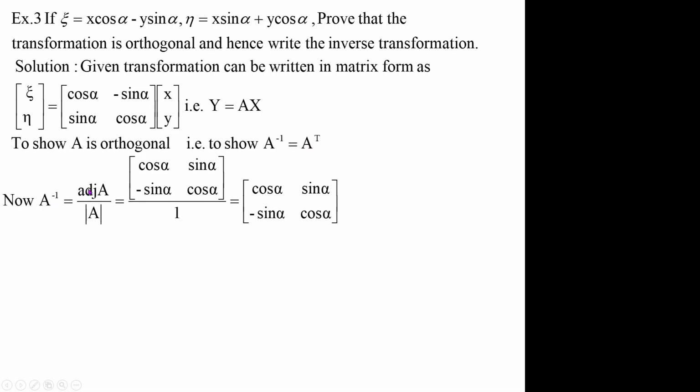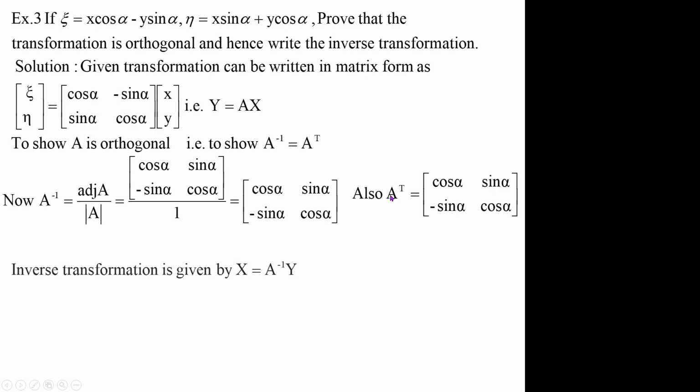A inverse is adjoint of A upon determinant of A. You will find that the determinant of A comes out to be 1, and the adjoint we can find directly: just interchange the diagonal elements and change the sign of the remaining elements. So you will find the sign gets changed. So this is A inverse. Similarly, we can find A transpose by interchanging rows and columns. From these two results, you will find that A inverse is equal to A transpose. Therefore, the transformation is orthogonal.